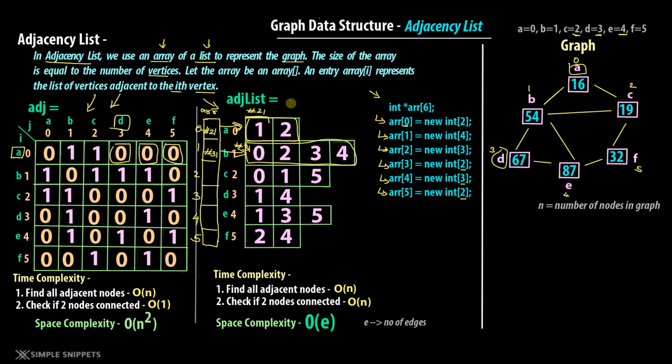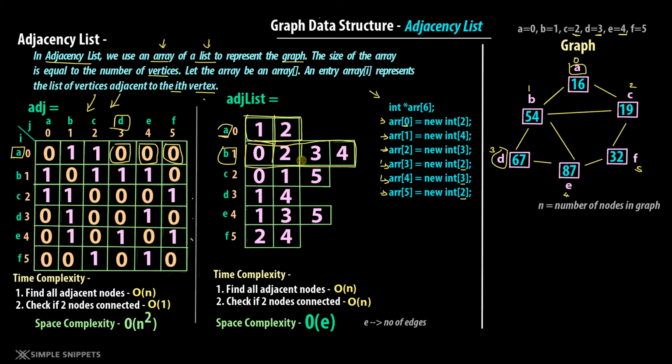And this is where adjacency list comes into picture. It is storing only those values that are having an actual connection. So for A, we only have 2 connections, and that's why we have only an array of size 2. For B, we have 4 other adjacent nodes. So that's why we are only occupying 4 memory allocations.